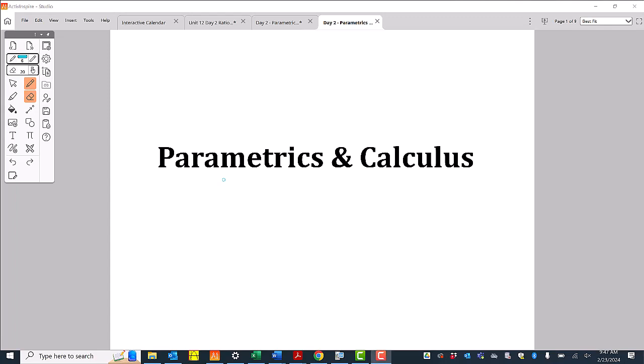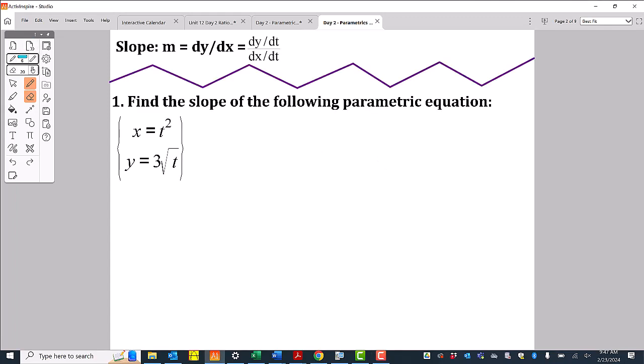All right, today we are doing parametrics with calculus. So all this is, we're going to be taking a lot of the parametric concepts we started yesterday, looking at parametric equations, and adding calculus to it. So let's start with the idea of the slope. Normally we'd say the slope is dy over dx.